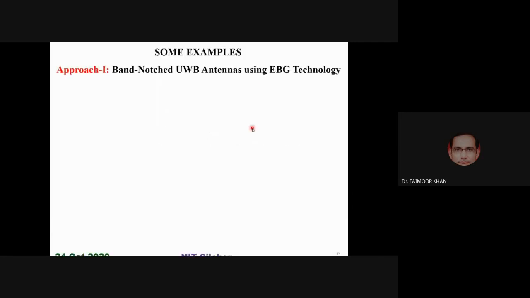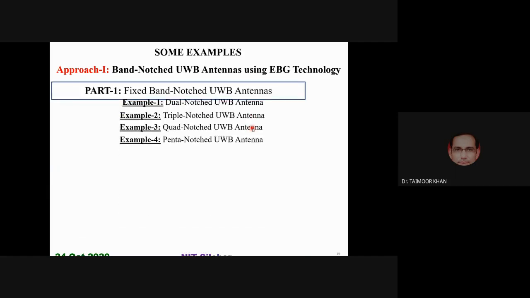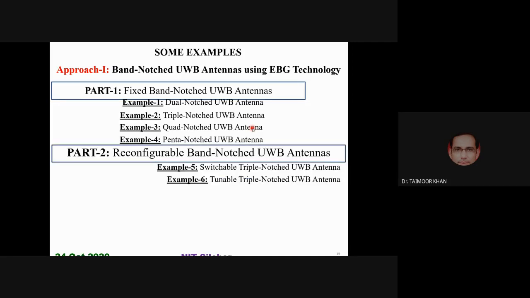Now come to some examples based on the first approach: band-notched ultra wideband antennas using EBG technologies. I am going to cover two different parts. The first is fixed band-notched ultra wideband antennas using EBG structures, and the second is reconfigurable band-notched ultra wideband antennas. In part one, there are four different examples: dual-notched UWB antennas, triple-notched UWB antennas, quad-notched UWB antennas, and penta-notched UWB antennas. In part two, one example is a switchable triple band notch characteristic in UWB antennas, and example six is a tunable triple band notch characteristic in UWB antennas.